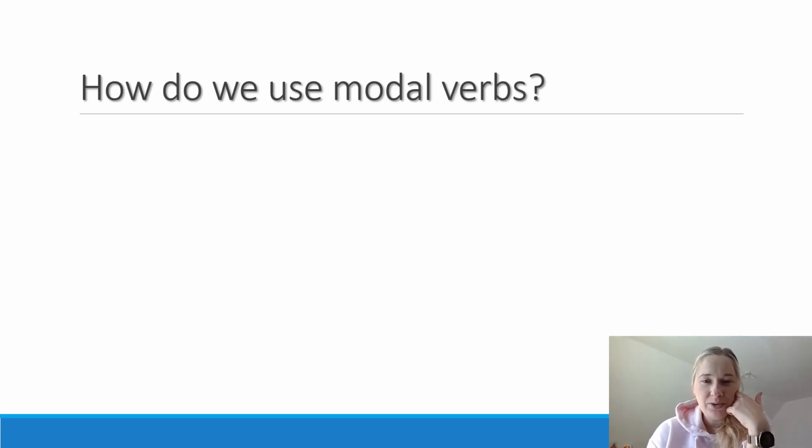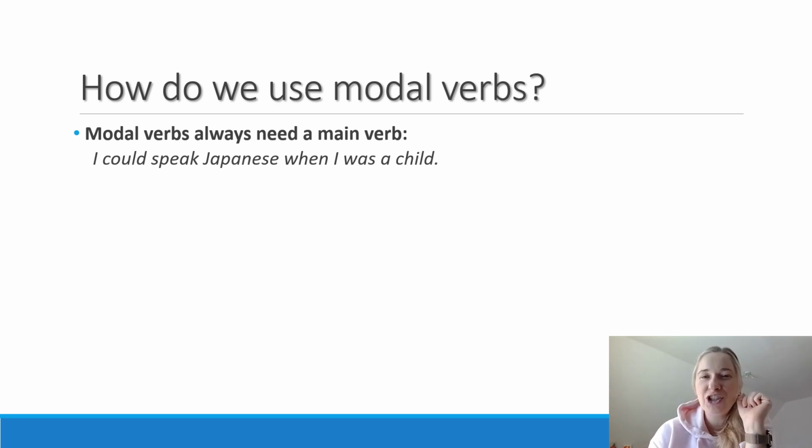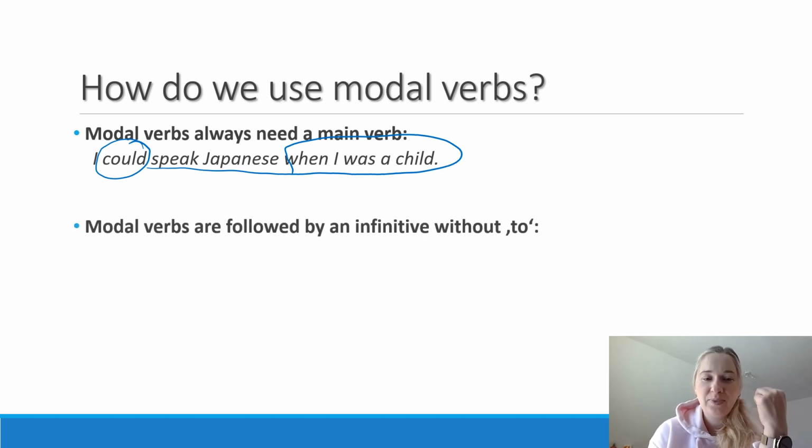So how do we use modal verbs? Remember, modal verbs are the verbs that need special treatment. It's not the regular verb in a sentence. Modal verbs always need a main verb. Remember, they give only the shade of the meaning. I could speak Japanese when I was a child. This could means that this action happened in the past when that person was a child. He or she had the ability of speaking Japanese.